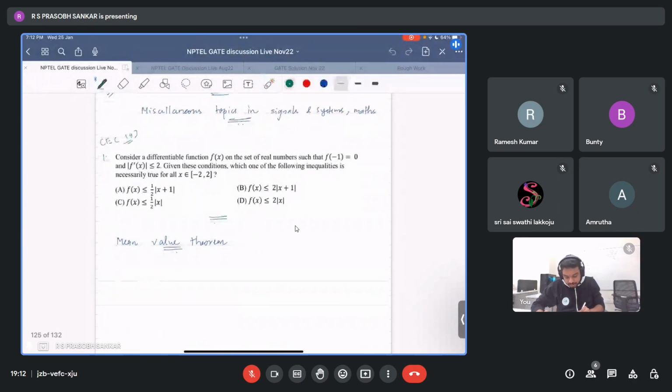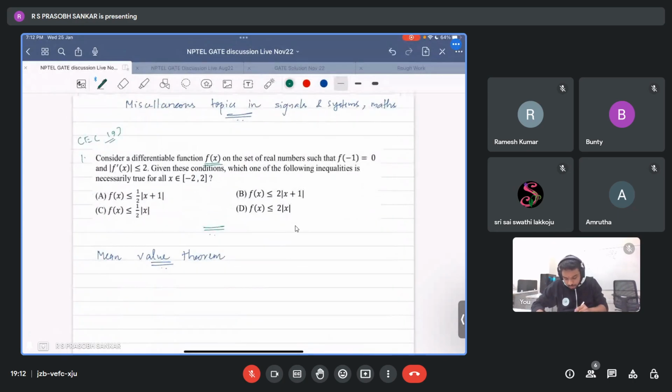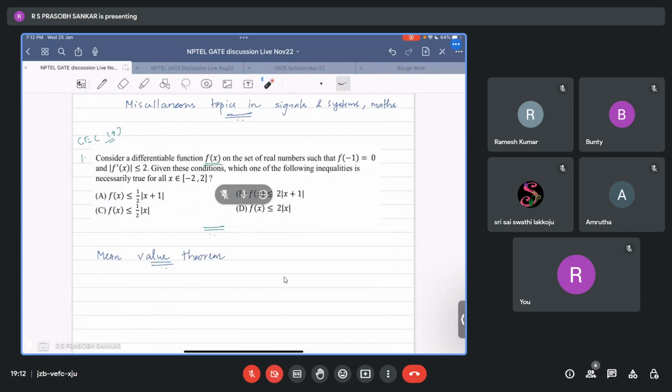So we will begin by discussing this question. This question appeared in GATE 2019 EC paper. So this is actually a simple question. The question is like this. Let me turn off my video. I think it is a bit slow.